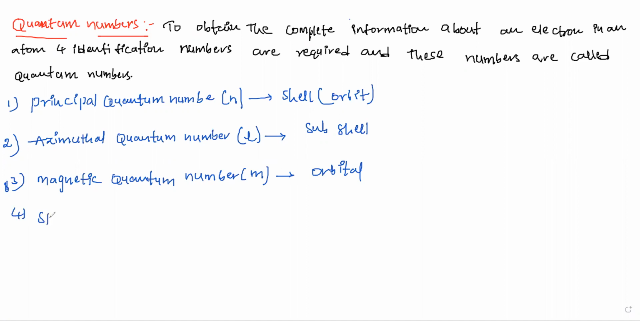And the fourth one is the spin quantum number. It tells about the spin of the electron. Okay. Now we are going to discuss the first quantum number, the principal quantum number.